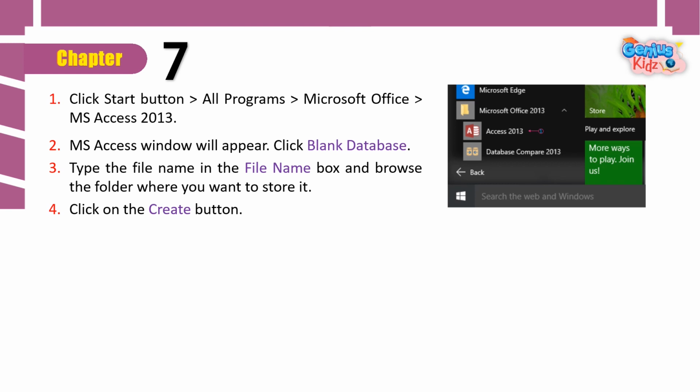1. Click Start button, All Programs, Microsoft Office, MS Access 2013. 2. MS Access window will appear. Click Blank Database. 3. Type the file name in the file name box and browse the folder where you want to store it. 4. Click on the Create button.